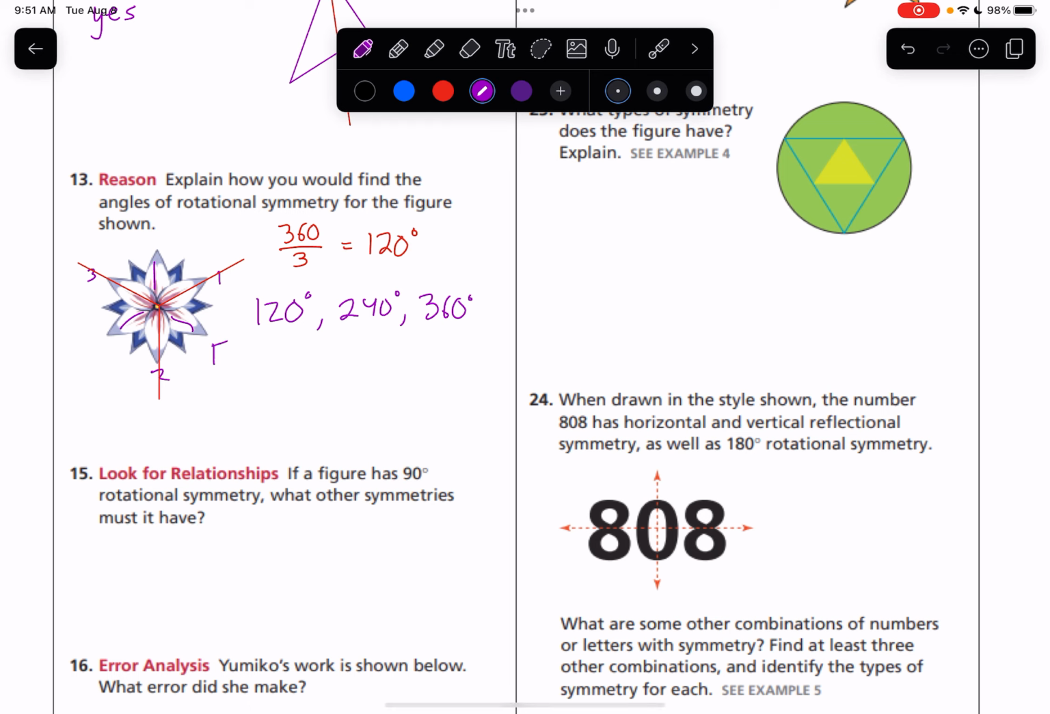So we find the angle of rotation and its multiples up to 360 degrees.